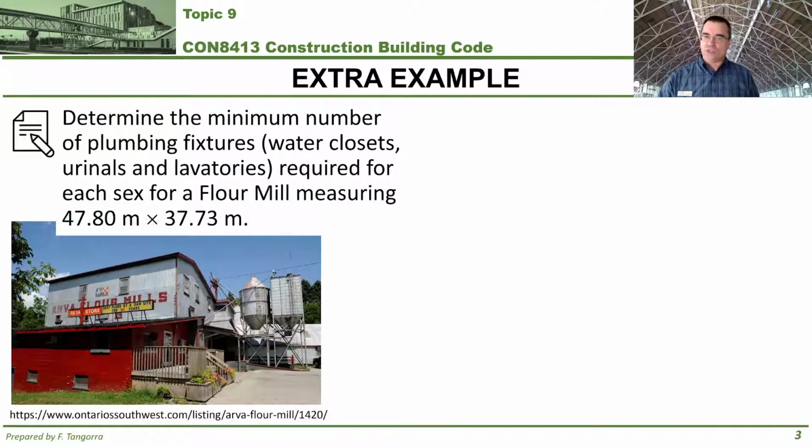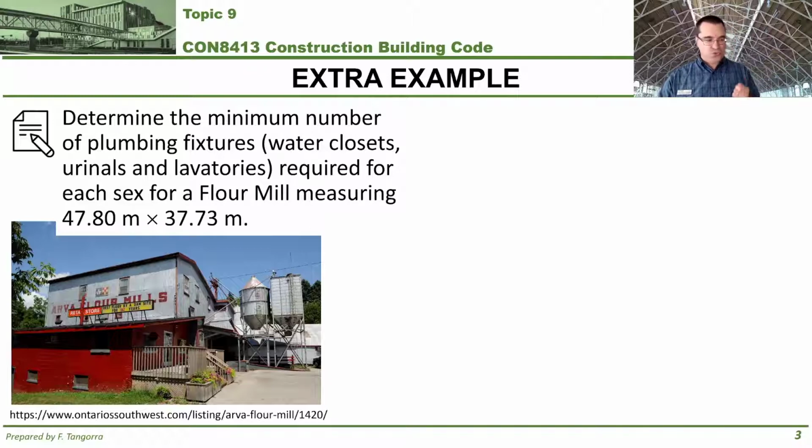We've been asked with this extra example to determine the number of plumbing fixtures, so the minimum number of water closets, urinals, and lavatories that are required for each sex for this building. This building is identified as a flour mill, and it measures 47.8 meters by 37.73 meters.